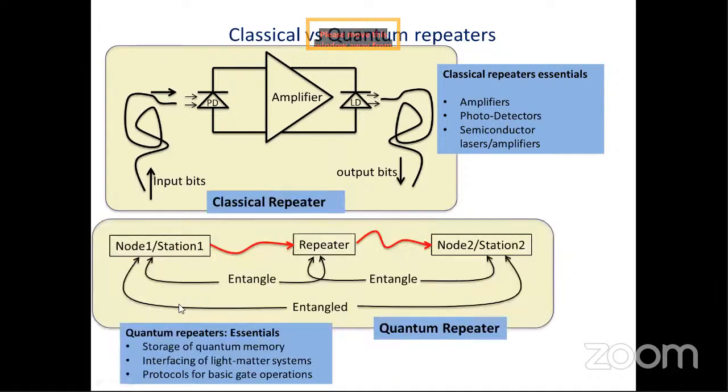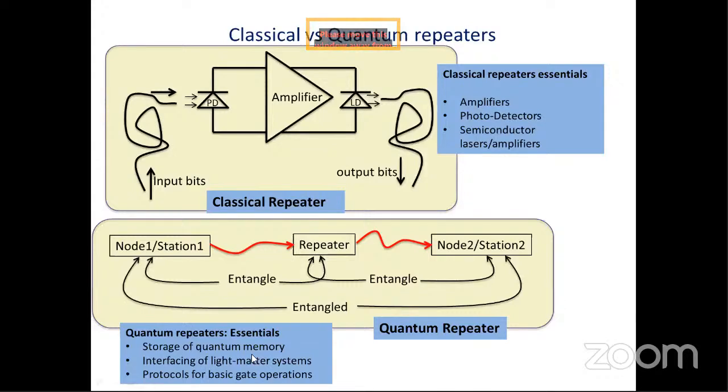So what is typically done is this: if you have node 1 and node 2, and the repeater, you entangle the quantum mechanical state information coming from node 1 in the repeater, and then you entangle the other state with it at this junction. So with node 1 and node 2, you can get an entangled state. This is how the principles of quantum repeaters work.